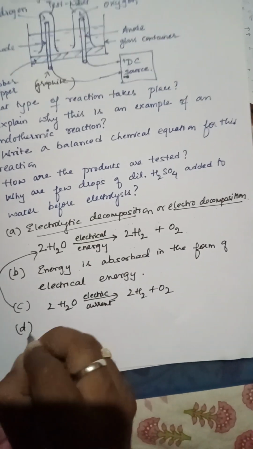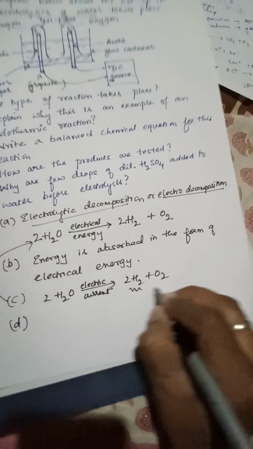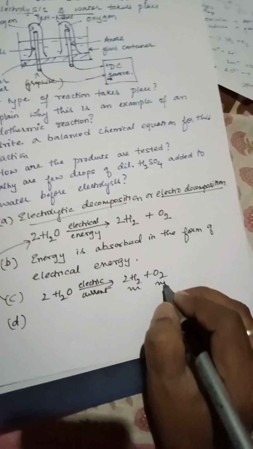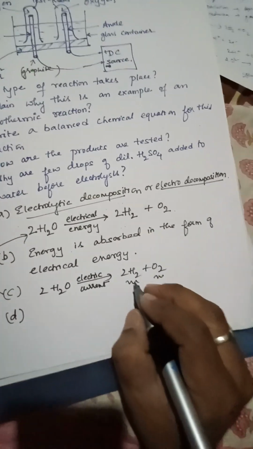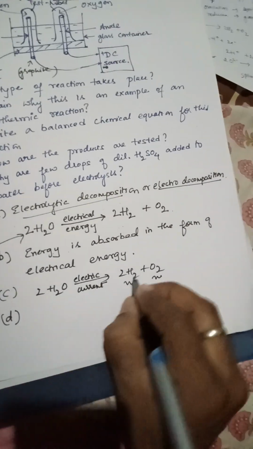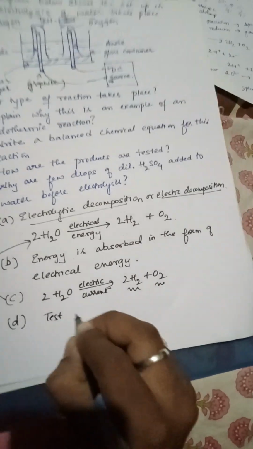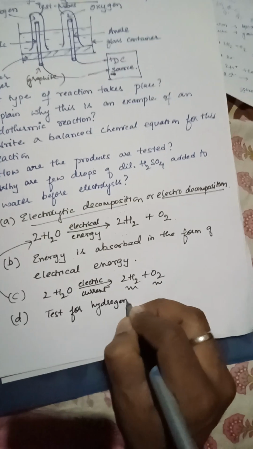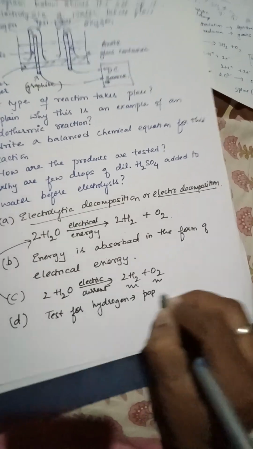Now in question D, how are the products tested? What are the products here? The 2 products are hydrogen and oxygen. How are they tested? How do we confirm that one of the products formed is hydrogen? The test for hydrogen is called the pop test. Why is it called the pop test?